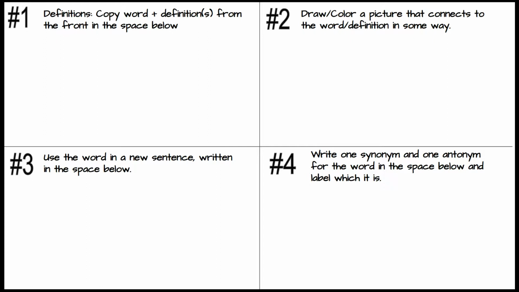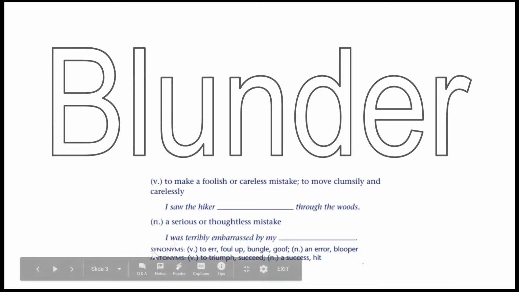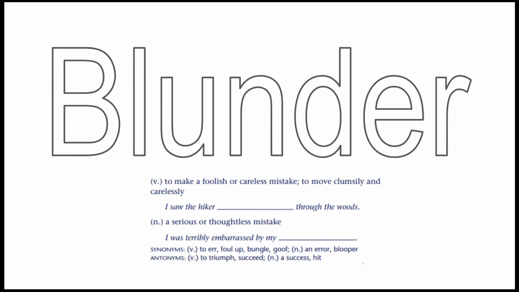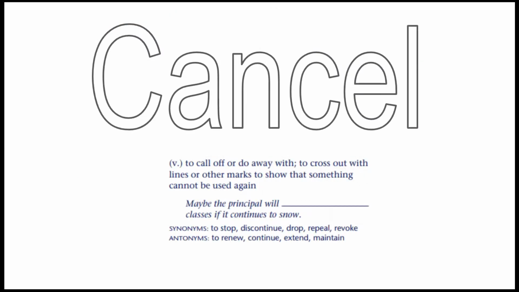After that, for each word, you'll go to the next slide, and you'll see that it has 4 problems on it. So for number 1, it's going to ask you for definitions. All you have to do is copy the definitions of that word into the blank. Pretty simple. For number 2, you're then going to draw a picture that connects to the word or definition in some way. For some words, this is easier than others. For the word blunder, for example, you could take the sentence that we looked at just a second ago and draw a picture of a hiker who's kind of like stumbling or falling down while he's hiking through the woods.